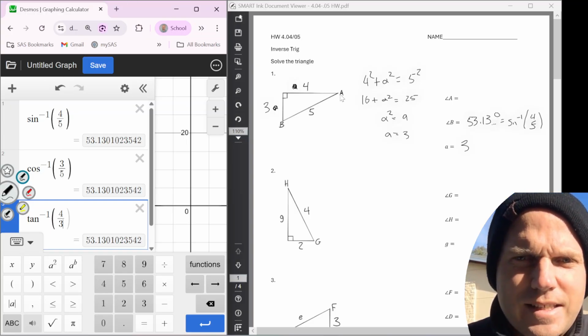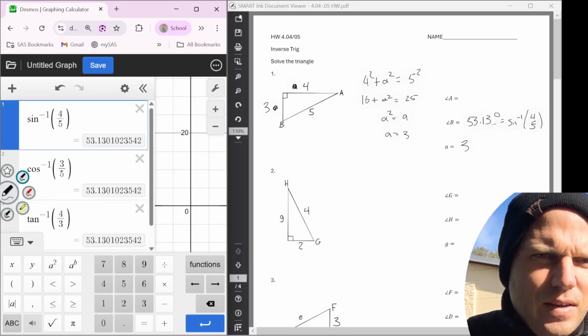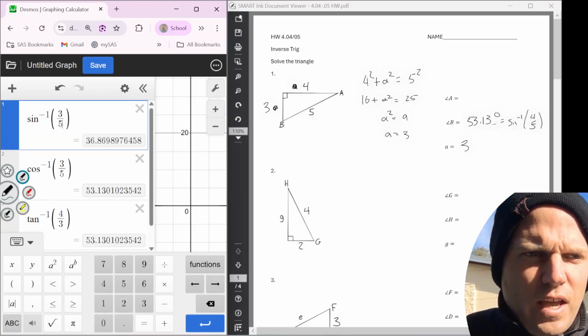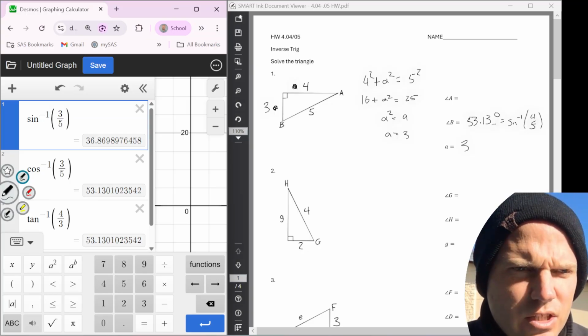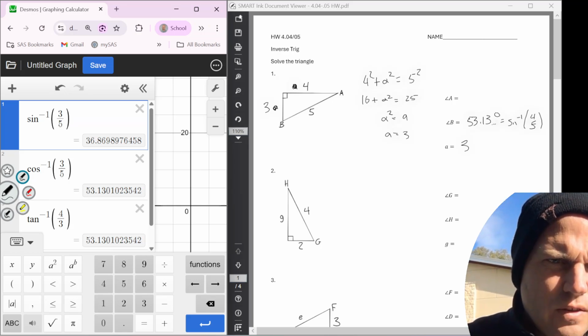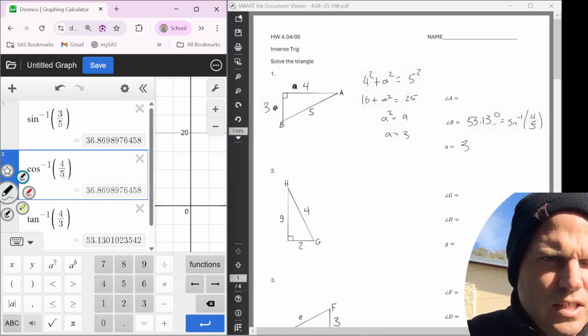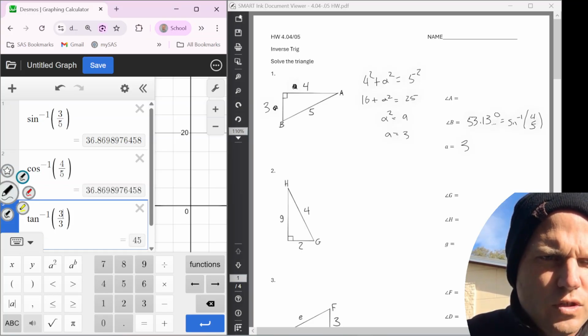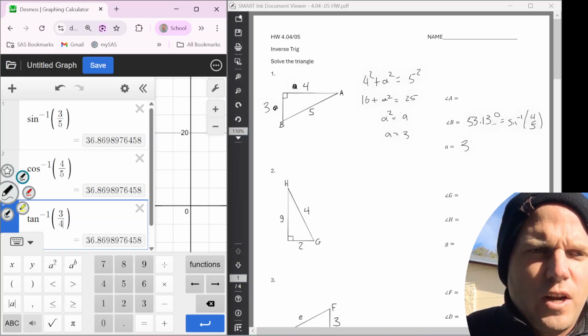Well, you can realize that the sine of A is 3/5. So the sine inverse of 3/5 is giving you that 36.87. You could say the cos inverse of 4/5 gives you that same thing. The tan inverse of 3/4 gives you that same thing. There are so many different options.